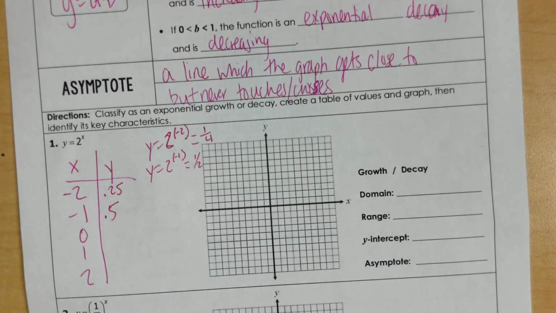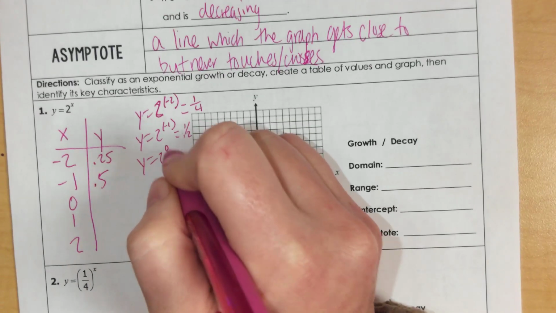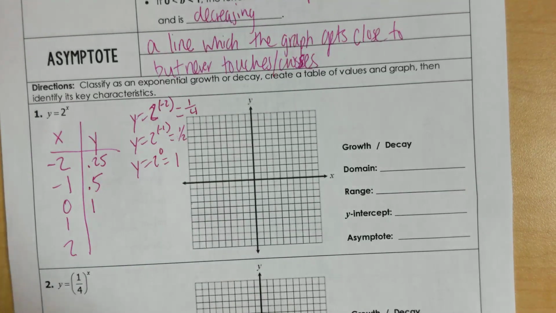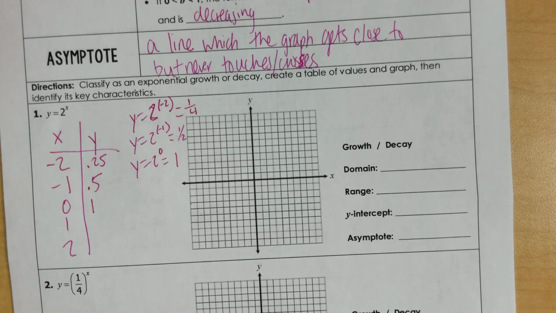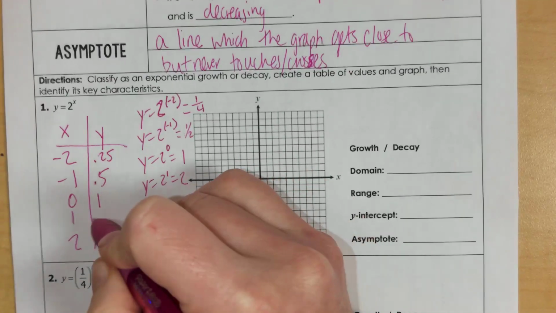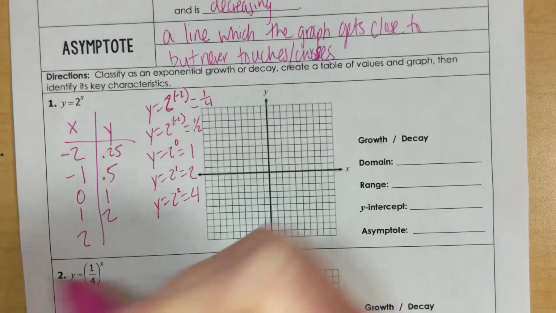Then we have 2 raised to the 0 power, and we know that anything to the 0 power, based on the rules from exponents that we learned in 8th grade, is 1. So the input is 0, the output is 1. Then 2 raised to the 1st power is going to be 2, and then finally 2 raised to the 2nd power is 4.